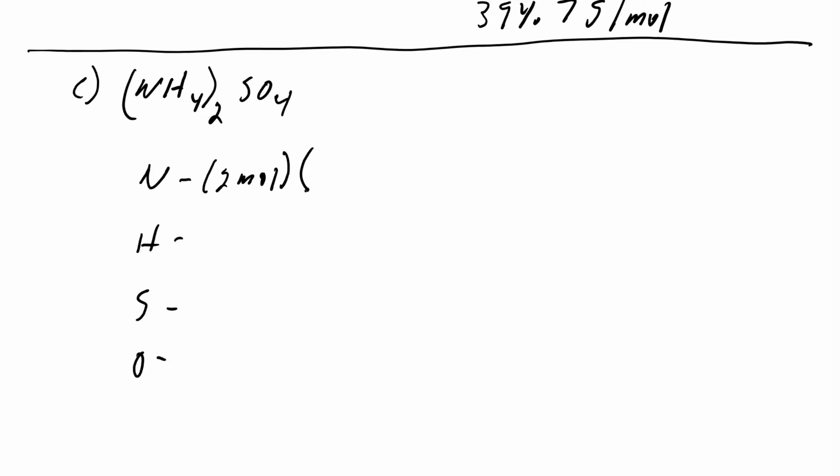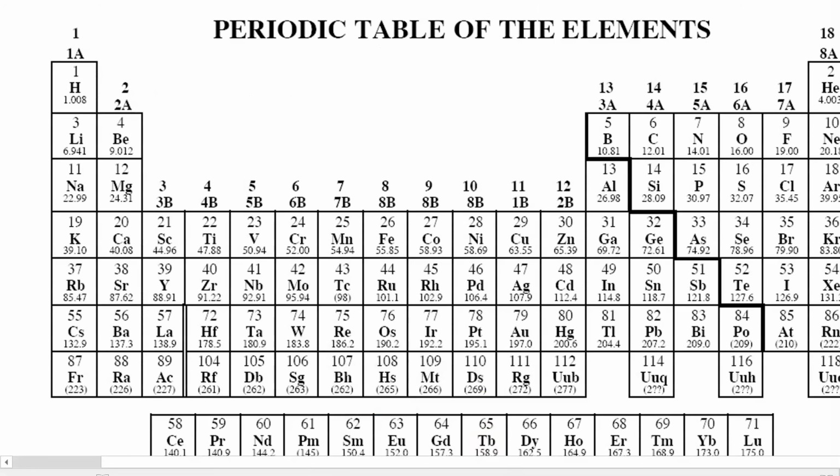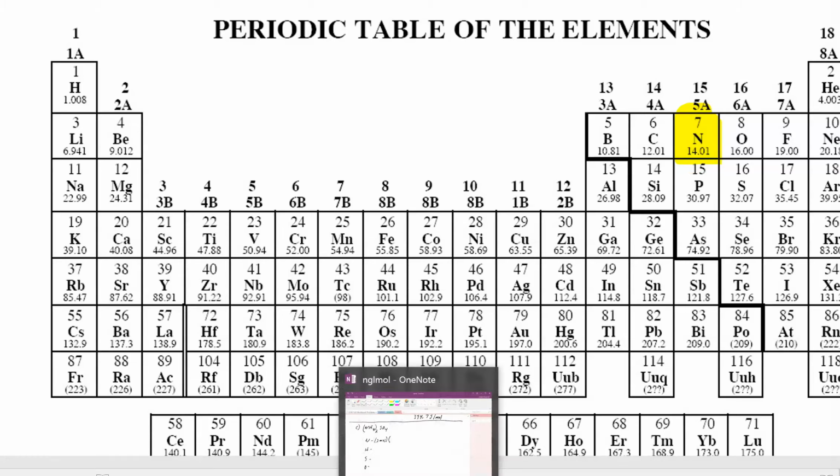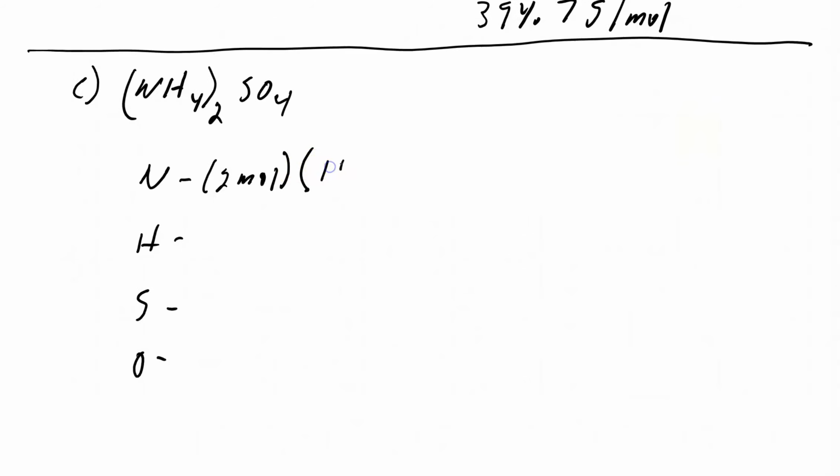And we're going to look up the molar mass of nitrogen on the periodic table. We find nitrogen, element number 7, 14.01. So we're going to write that, 14.01 grams per mole. And now moles are going to cancel, and we're going to end up with 28.02 grams of nitrogen in 1 mole of ammonium sulfate.